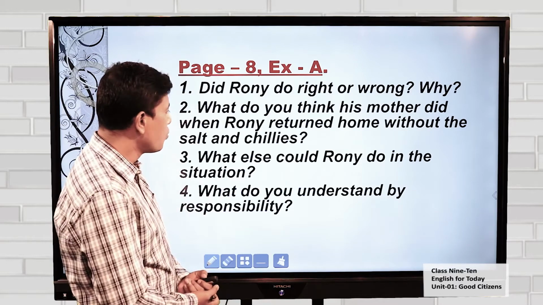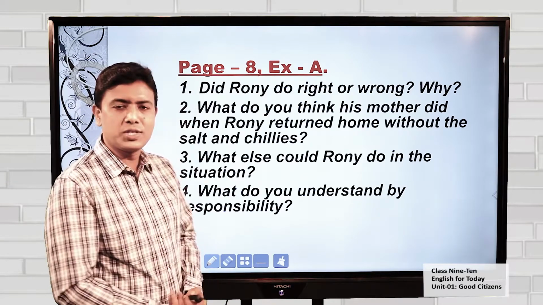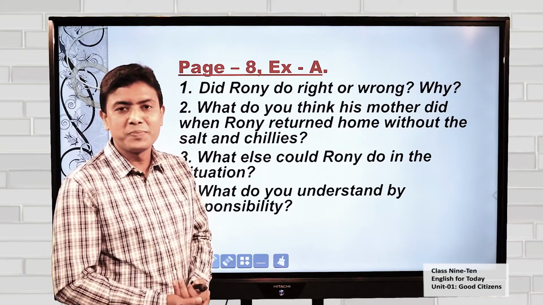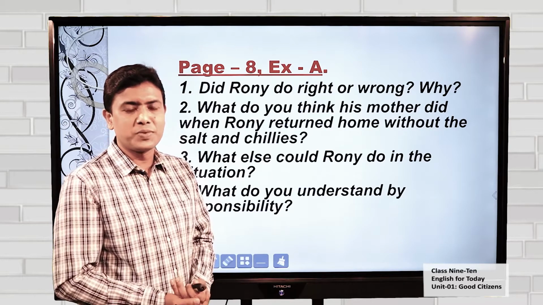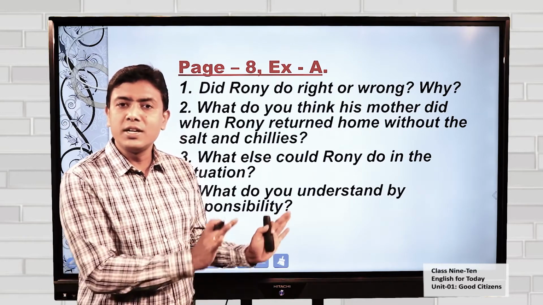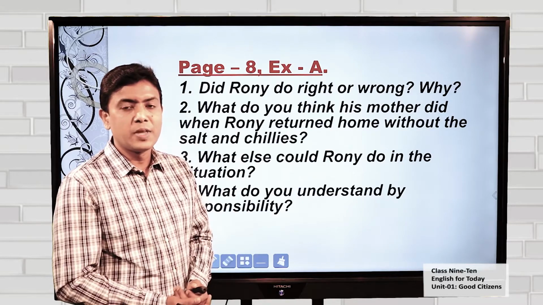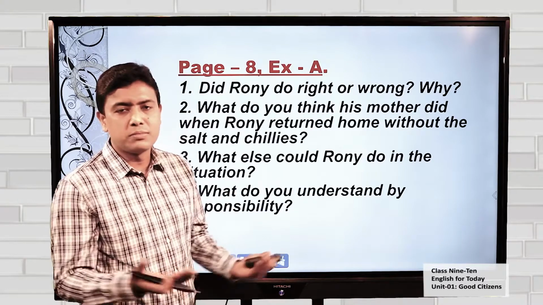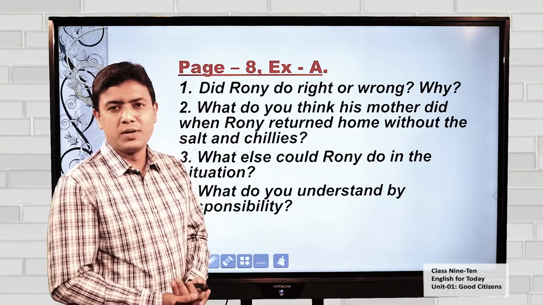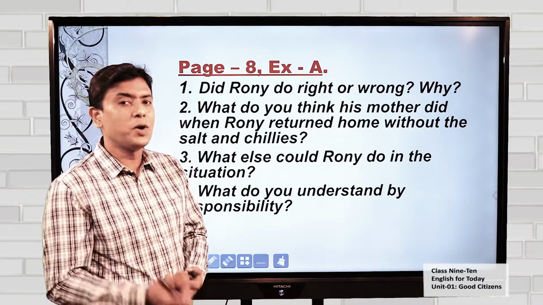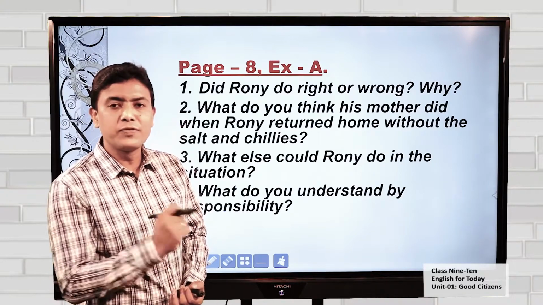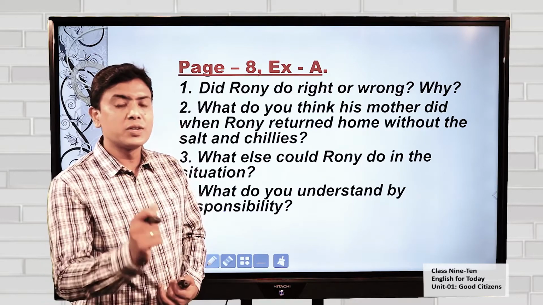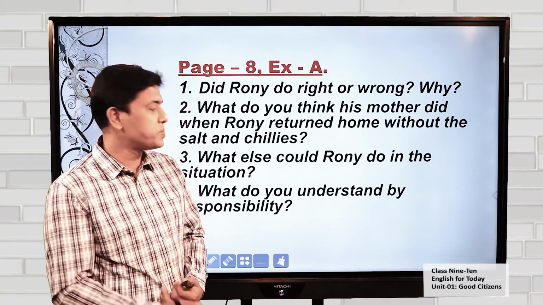Number 3, what else could Ronnie do in the situation? Definitely, Ronnie could overlook the situation. Ronnie could escape the situation. Ronnie could definitely not react in the situation and think of his own purpose, go to the shop and get the salt and chilies. So what he did was a great job. He did not flee from the situation. He acted correctly. So this is a wonderful responsibility that he had performed.